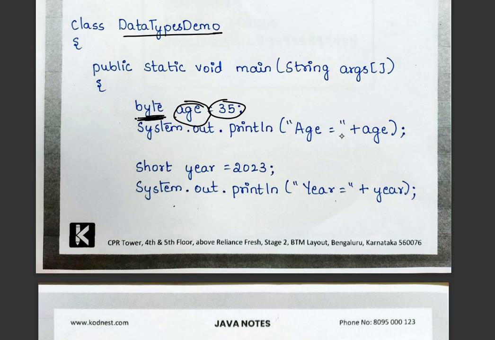Next, to print the byte, we need to write plus age. Plus age prints the data in Java. If we need to add a string and a number in Java, we need to write plus. Okay, next let's come to short int.